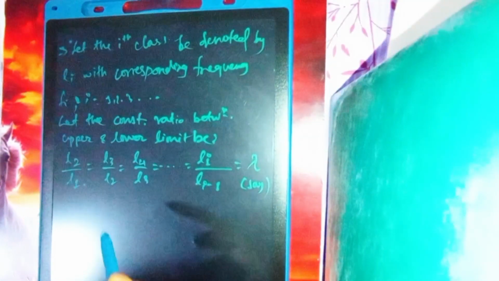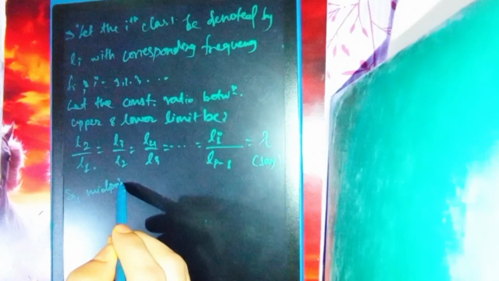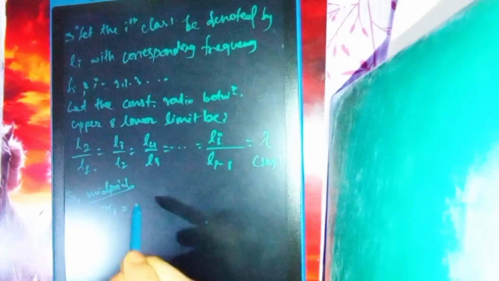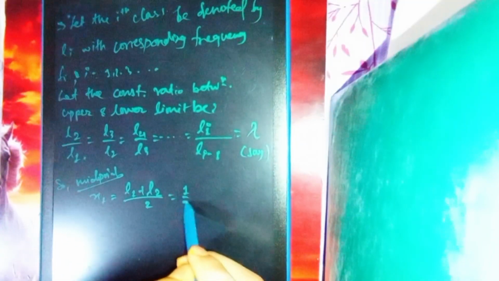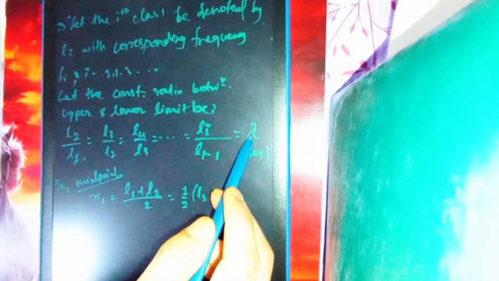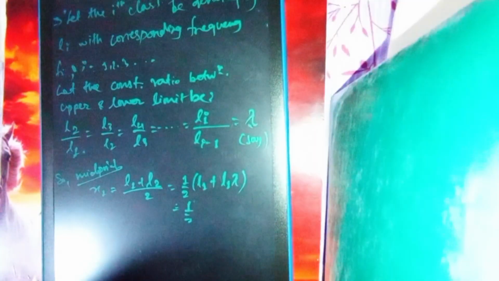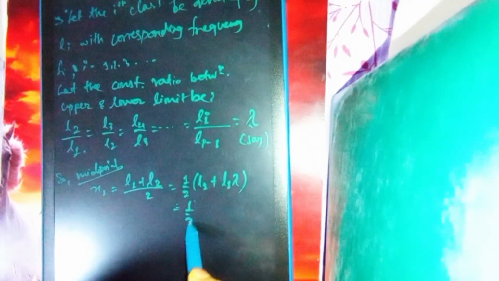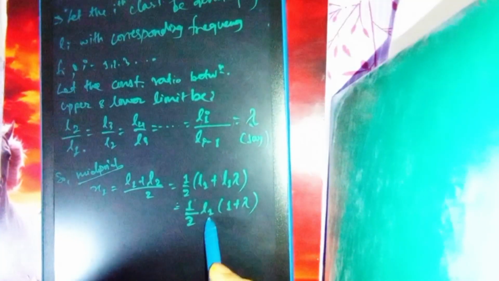So the midpoint. The formula for midpoint is x1 equal to L1 plus L2 by 2, and this will be equal to 1 by 2, where L1 is L1 and L2 is L1 times lambda. So that will be equal to 1 by 2 L1 times 1 plus lambda.